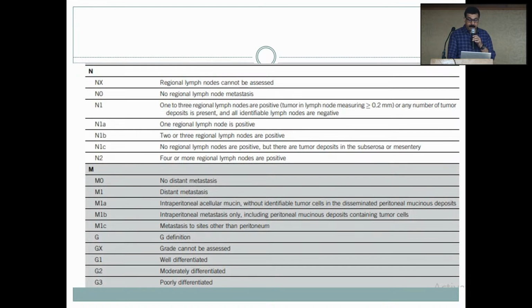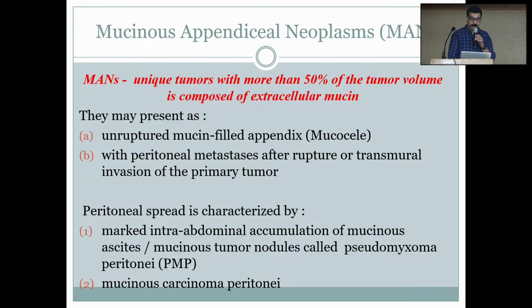Coming to the nodal status and M1, for metastatic disease, again it is M1A, that is intraperitoneal acellular mucin. The peritoneum will be filled with mucin without any epithelial cells. That is called acellular mucin, and it is classified as M1A. If it is cellular mucin, that contains tumor cells, it becomes M1B, and M1C is metastasis to sites other than the peritoneum.